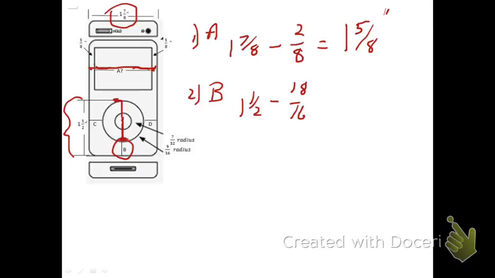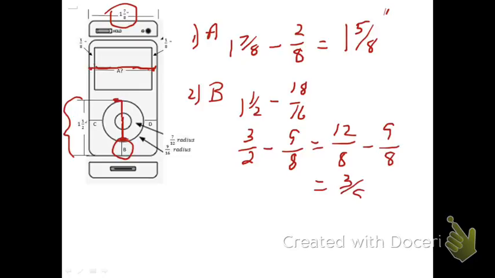18/16. Okay, well, let's change 1 1/2 to 3/2, so we have 3/2, and let's reduce 18/16. That's going to reduce to 9/8. And let's convert 3/2 to eighths, so 4 times 2 is 8, so 4 times 3 is 12/8. And 12/8 take away 9/8 is 3/8. Alright, so there's my B, 3/8 of an inch.